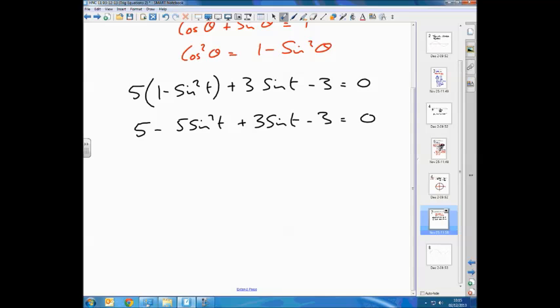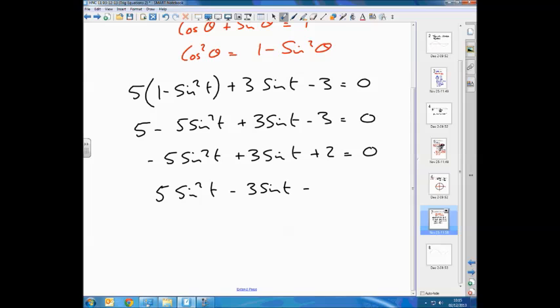Now collecting like terms, 5 minus 3 is 2. So we've got minus 5 sine squared t plus 3 sine t plus 2 equals 0. Not essential, but at this point I would multiply through by minus 1 to get rid of the negative 5 here and make that positive. That will help when we look at substituting into the quadratic formula. So 5 sine squared t minus 3 sine t minus 2 equals 0.